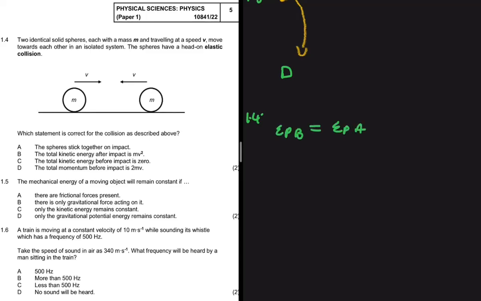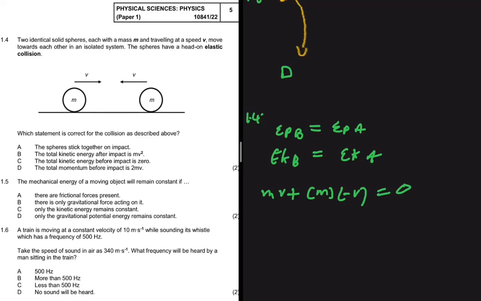And then another thing that is true about an elastic collision: EK before should be equal to EK after, right? So the momentum before, because we have M multiplied by V plus M multiplied by minus V, because the other solid sphere has the same mass but in the opposite direction. The momentum before is equal to 0, right? So the momentum after should also be equal to 0.